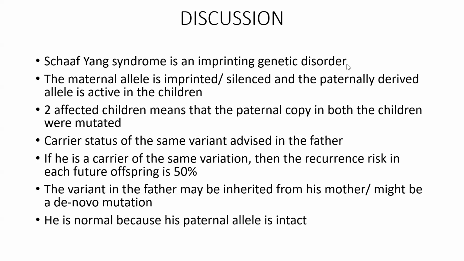So carrier status of the same variation was advised in the father. And if he is a carrier of the same variation, then the recurrence risk in each future offspring is going to be 50%. So this variant in the father may have been inherited from his mother, or it might be a de novo variation which occurred in the father. He himself is normal because his paternal allele is intact and only his maternal allele is mutated.